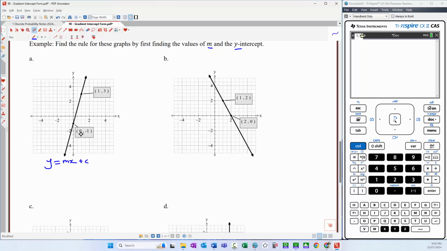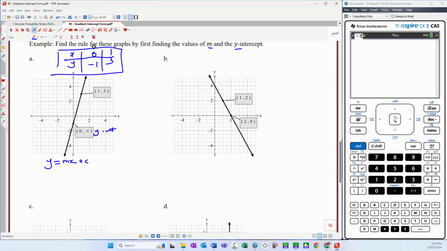Well, I can see the y-intercept over here. This is the y-int. So we can see that it's where the line goes through the y-axis. When x is 0, y is -1. All right, now how can we get the gradient? So there's all sorts of ways, but I'm just going to put this quickly into a table of values. 0, -1, and 1, 3.